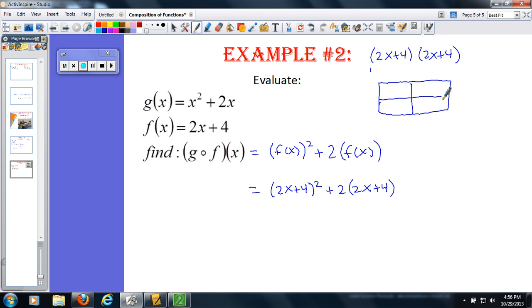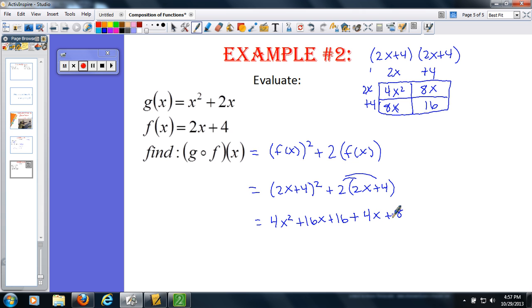So this would be 2 by 2, and it's 2x plus 4, 2x plus 4. 2x and 2x is 4x squared. 2x times 4 is 8x. This is 4 times 2x is 8x, and this is 4 times 4 is 16. So this is going to be 4x squared, 8x and 8x is plus 16x, plus 16, plus, now I'm going to distribute this 2, so that's 2 times 2 is 4x, and 2 times 4 is 8.